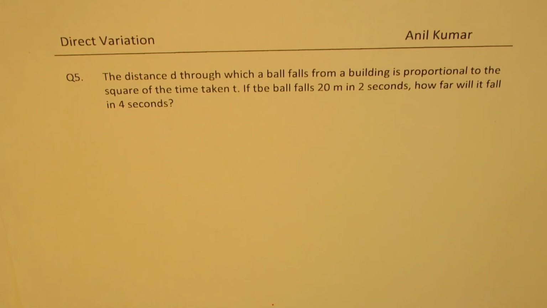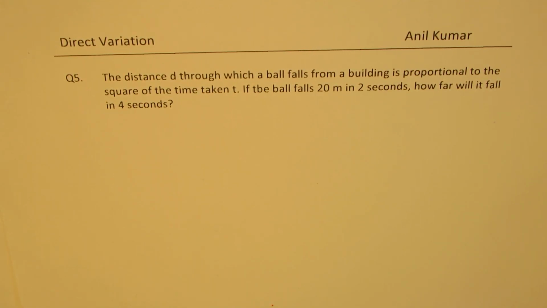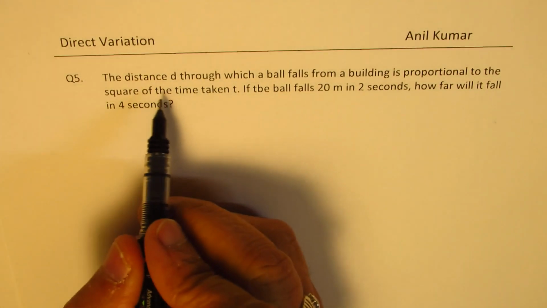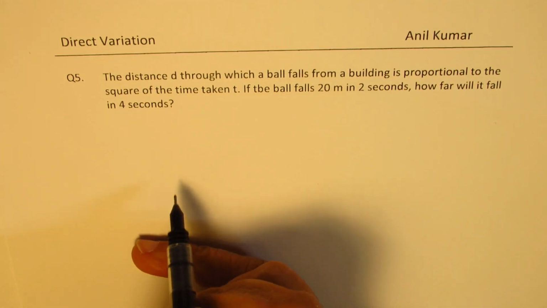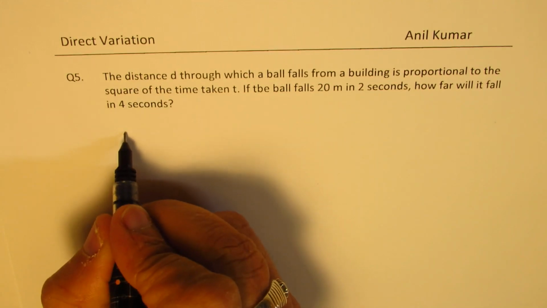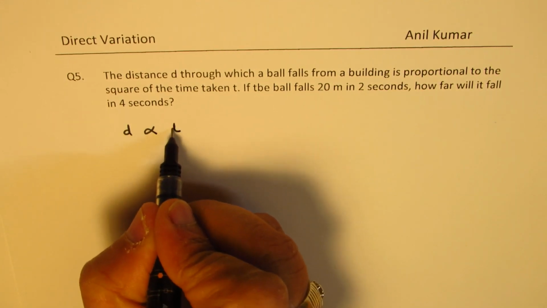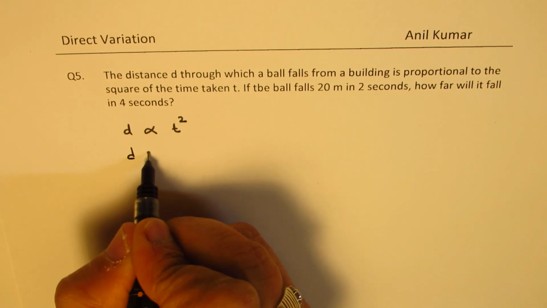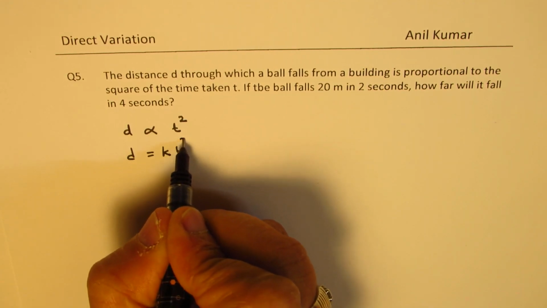Now here is the last question on direct variation. It's an application question, question number 5. The distance d through which a ball falls from a building is proportional to the square of the time taken t. If the ball falls 20 meters in 2 seconds, how far will it fall in 4 seconds? So we are given that distance d through which the ball falls is proportional to the square of the time. So d is proportional to t squared. So it can be written as d equals some constant times t squared.